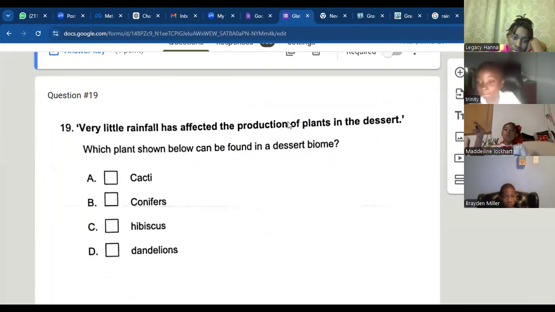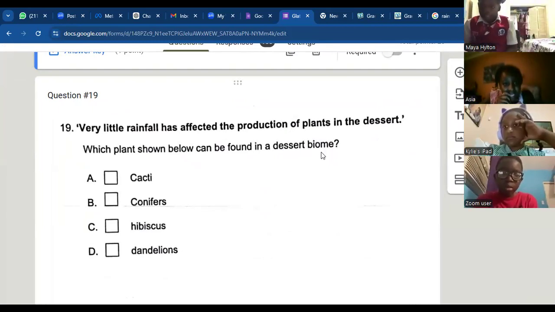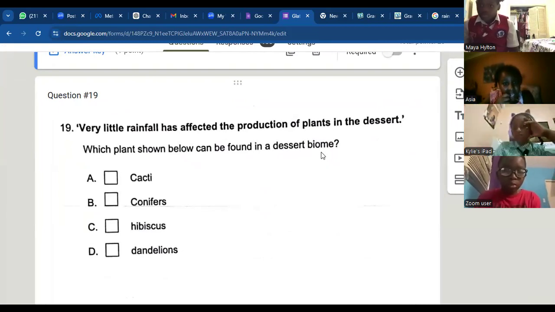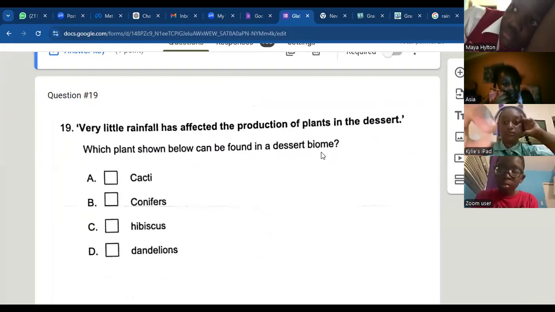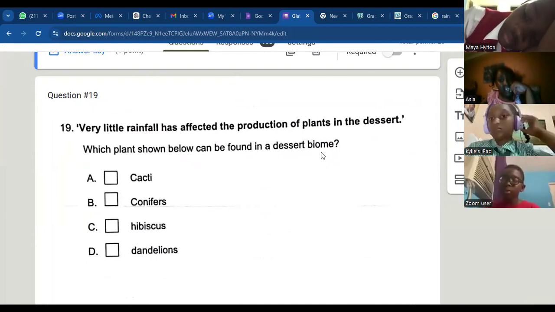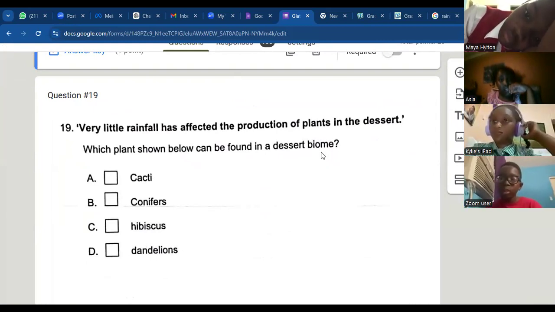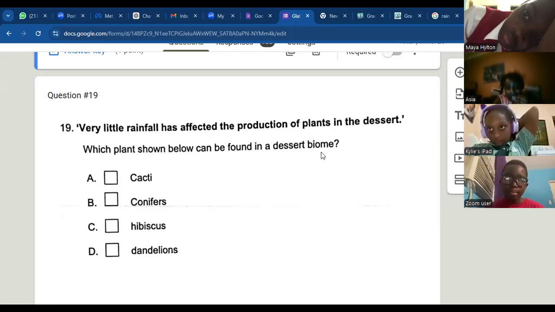Go ahead, Trinity. Very little rainfall has affected the production of plants in the desert. Which plants shown below can be found in a desert biome? A. Cacti. B. Converse. C. Hibiscus. D. Dandelions.